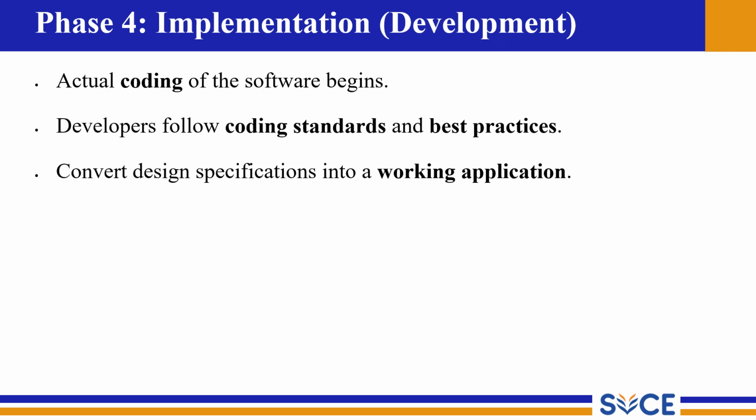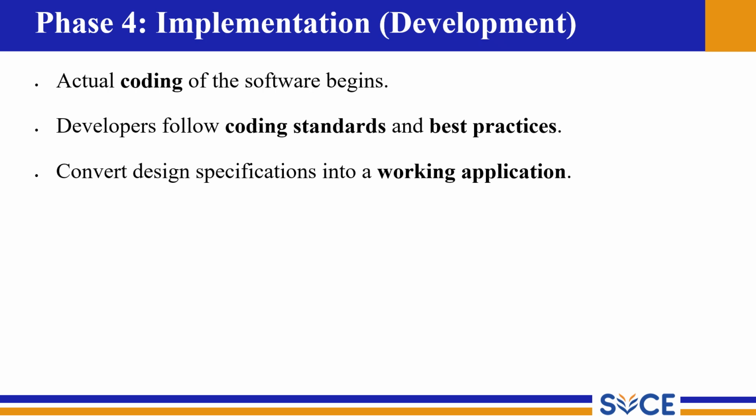Here comes the most active part, implementation. It is also called development. In this phase, developers start writing code according to the design specifications. They follow proper coding standards, use version control systems like Git, and perform regular code reviews.